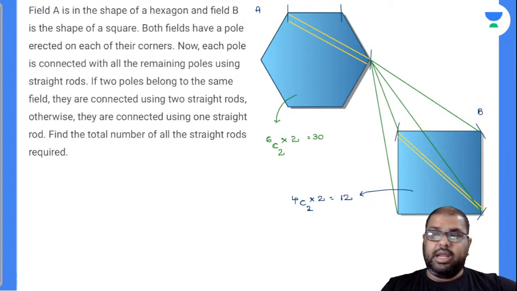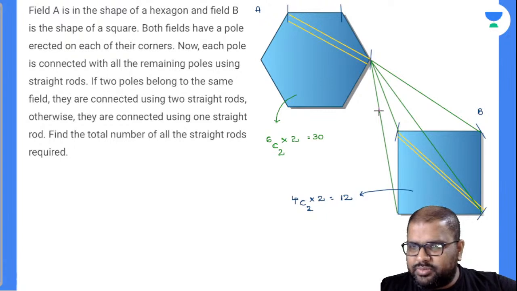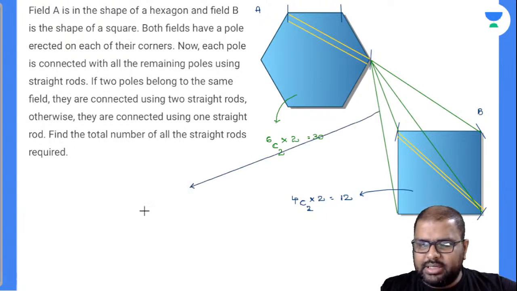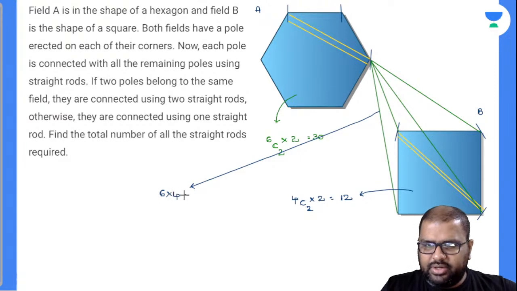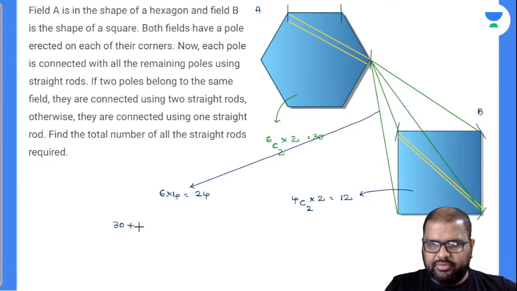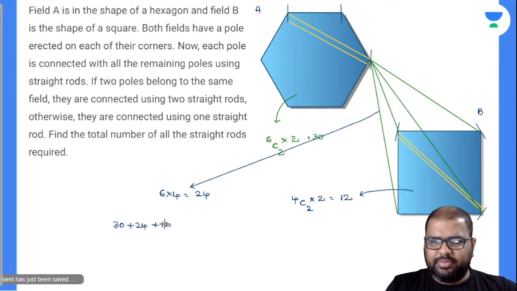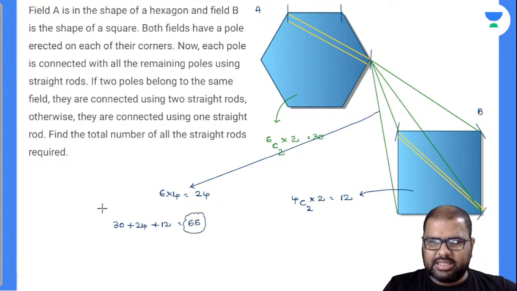6 2s are 12. Now you have to find out this one, straight rods, how many will be there? So from each and every pole, how many poles are there to each and every other pole here? 6 into 4 is 24, or 4 into 6 is 24. Whatsoever. So finally add all those things. 30 plus 24 plus 12. Is this your answer there? 54 plus 12, is it 66? And totally 66 rods are there, and this will be your final answer there.